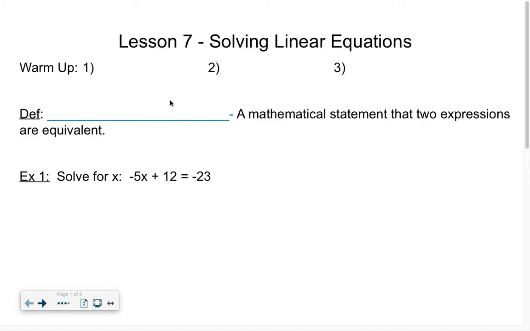So in terms of our algebra skills, at this point in the game, I expect the majority of us, if not all of us, to be able to solve linear equations, especially when they're just two-step equations. But a mathematical statement that has two expressions that are equivalent to one another, that is the definition of an equation. Hence, we have an equal sign. Therefore, we can solve for the variable that's in the expressions.